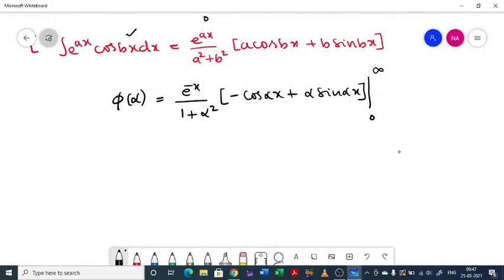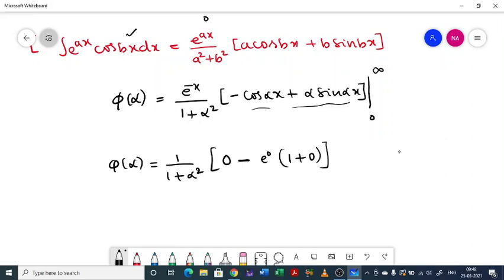So then applying limits, phi dash of alpha equal to 1 by 1 plus alpha square times, applying the upper limit, e power minus infinity into some finite number you are going to get, that will be 0, because e power minus infinity is 0, minus applying the lower limit, e power 0 is 1 into 1 plus 0. So you are supposed to get minus of, there is one more minus in here, yes. So you are supposed to get 1 by 1 plus alpha square. So you got this one.